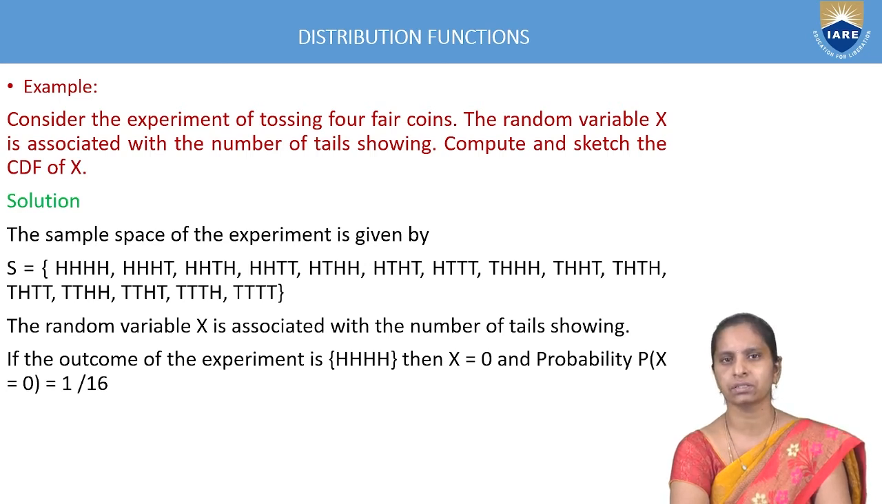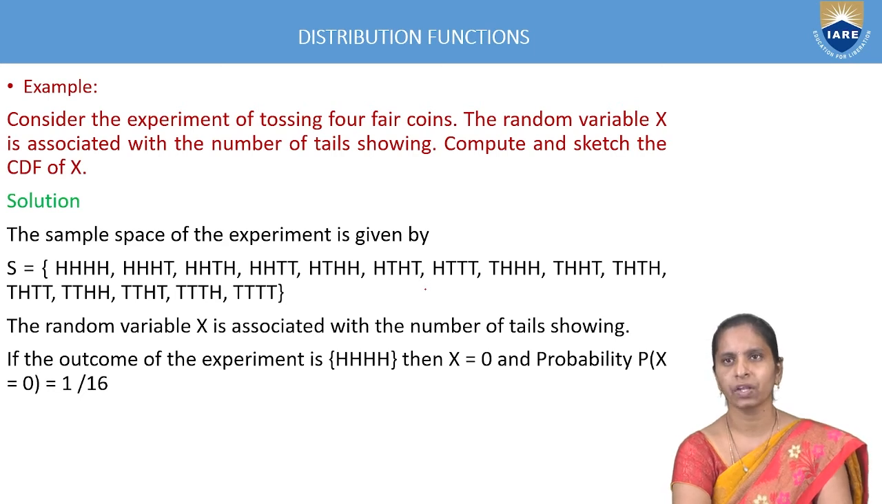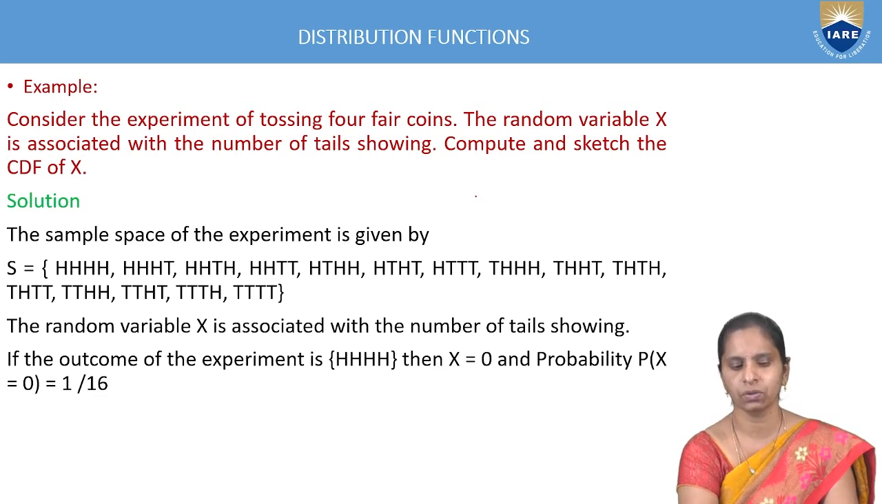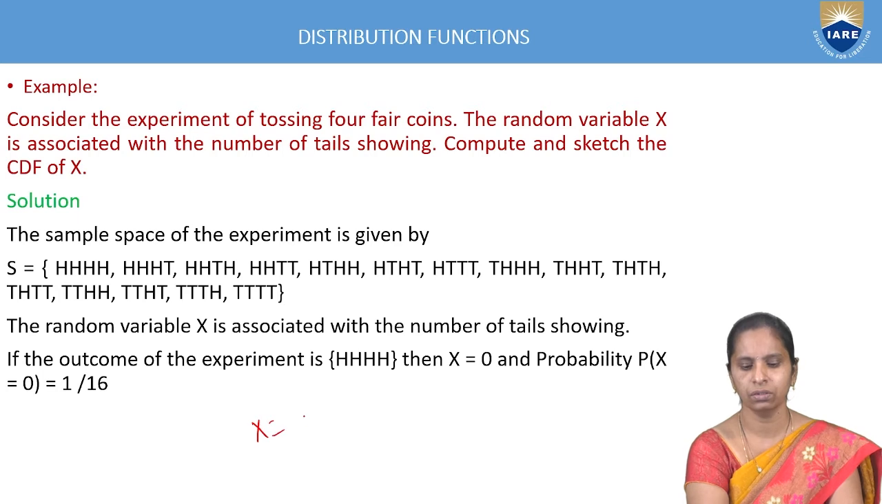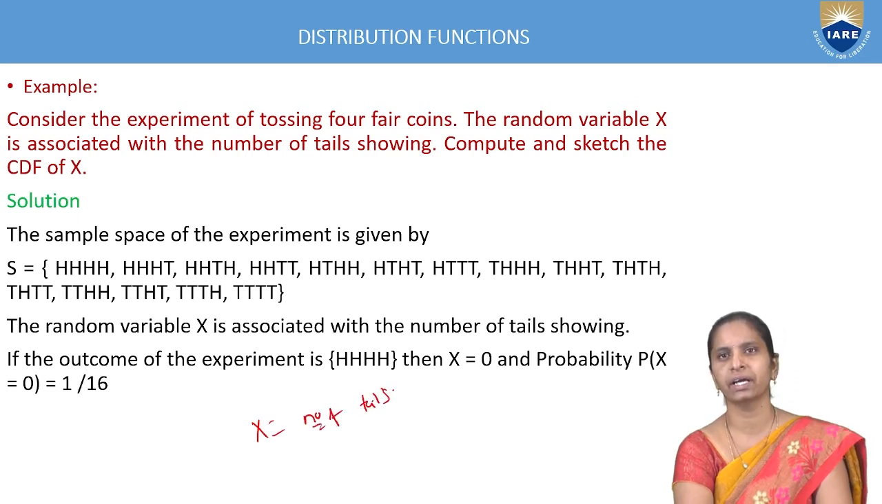Tossing 4 coins. When you toss 1 coin, the sample space has only 2 elements, you will get only head or tail. So if you toss 4 coins, what is the sample space? How many possible elements are you going to get? You are going to get 16 possible elements. And the random variable X is associated with the number of tails. What is my random variable here? X is equal to the number of tails. This is my random variable.